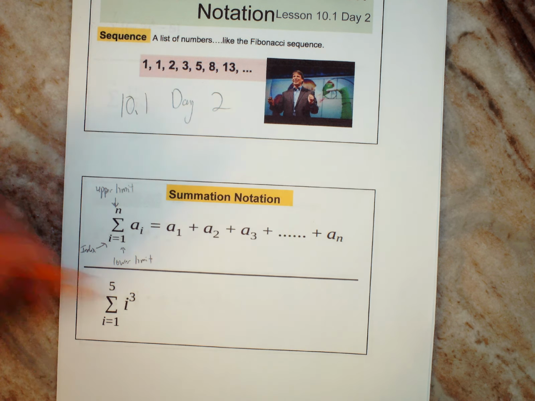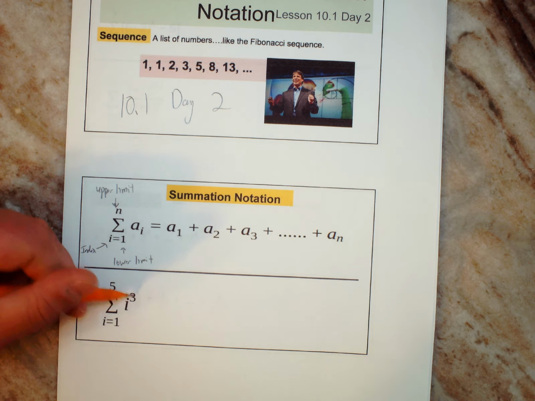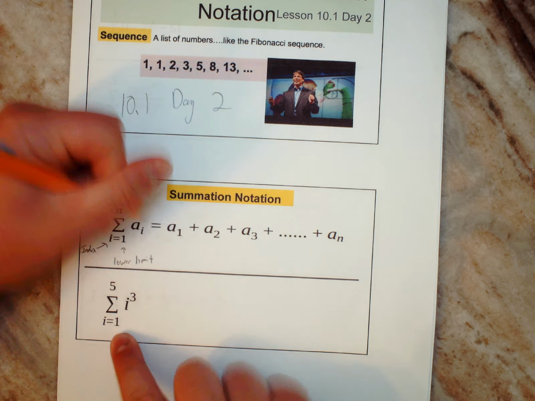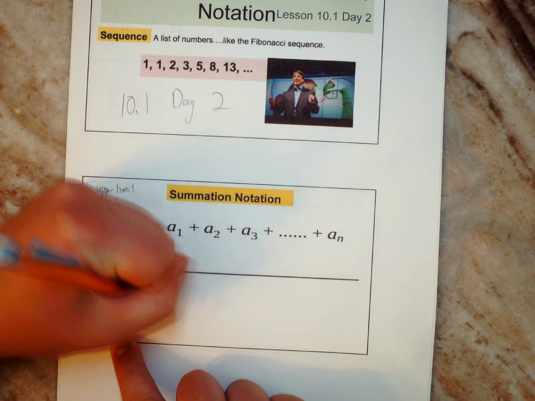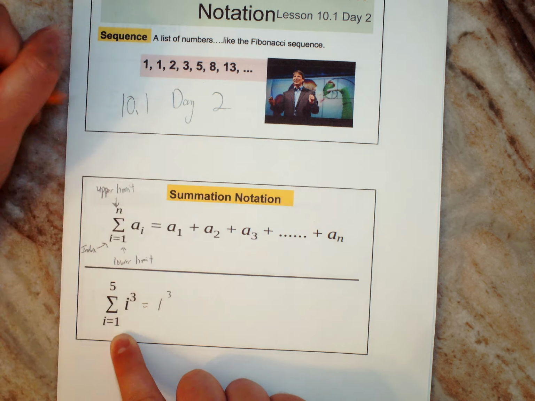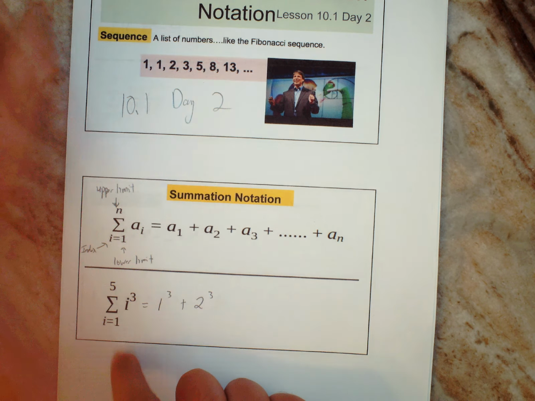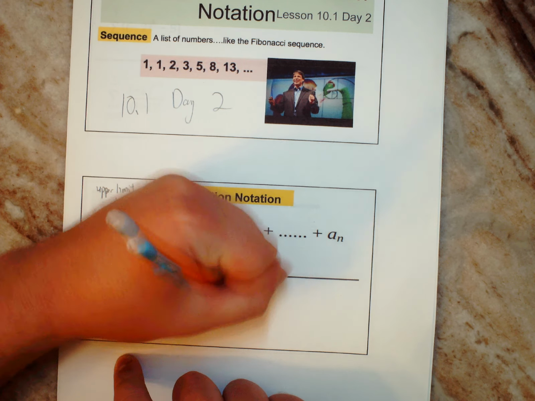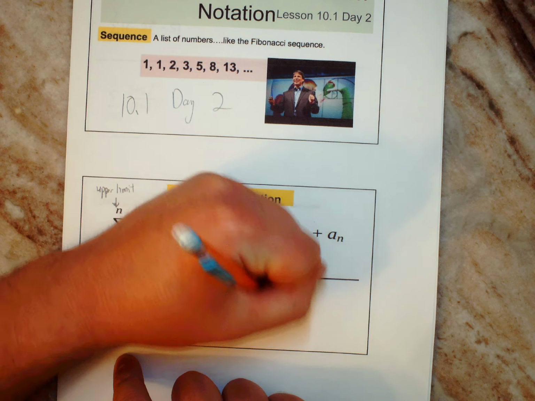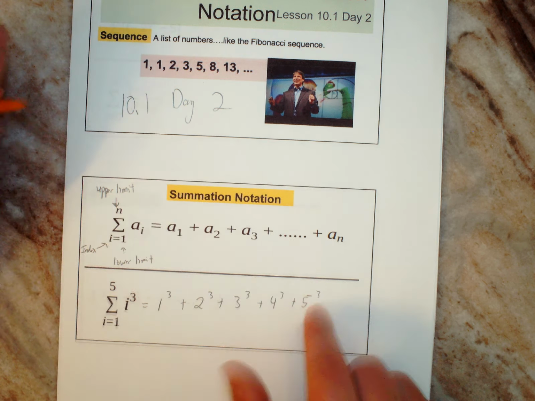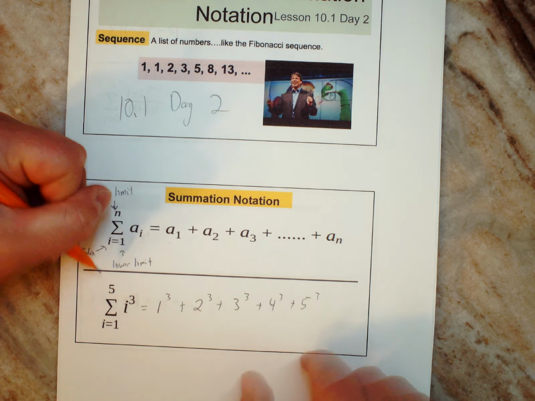So this is the sum from 1 to 5 of i cubed. The first thing we're going to do, the first term, we're going to start at 1. We're going to say it's 1 cubed. Now you're going to add 2 cubed. Then you're going to add 3 cubed. Then you're going to add 4 cubed. Then you're going to add 5 cubed. And we're going to stop at 5 because that is the upper limit.